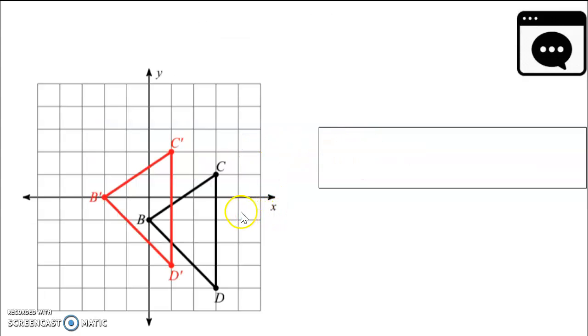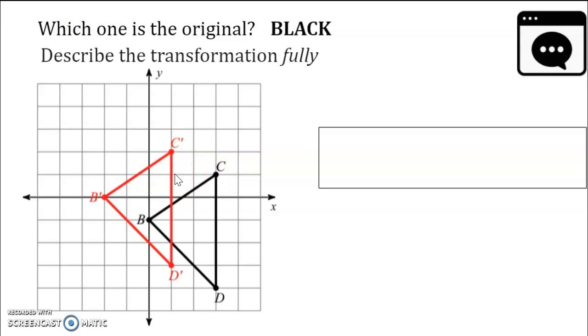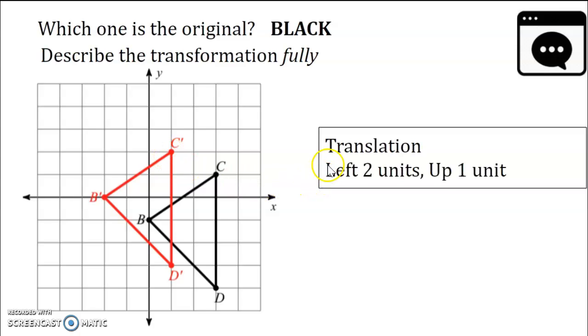What about this? Okay, so again, this will be translation because the orientation is the same. And you can look at the C and C prime. How did C become C prime? It moved to the left by 2 and up by 1. So it's going to be translation left by 2 units, up by 1 unit. So you just pick 2 corresponding points and figure out what happened to the original to get to the final.